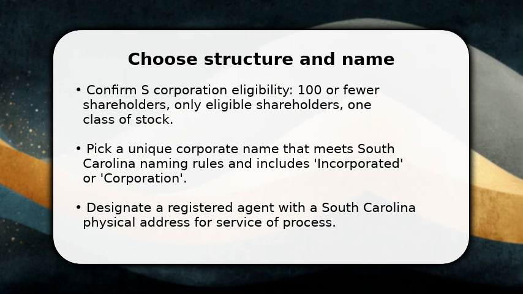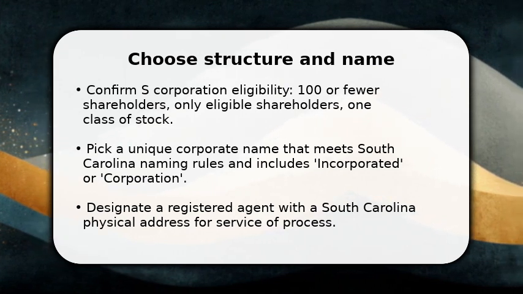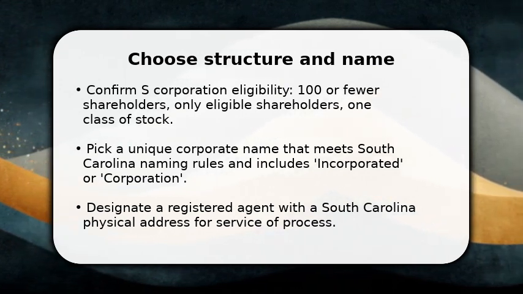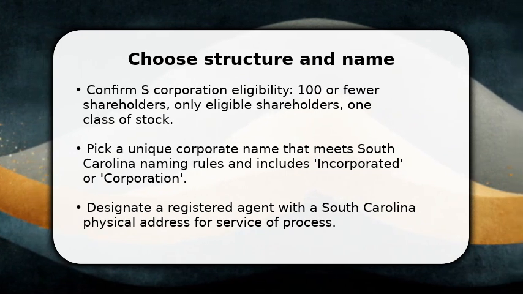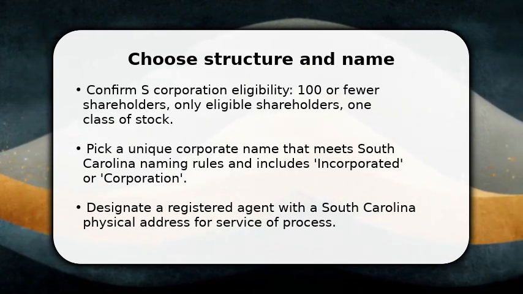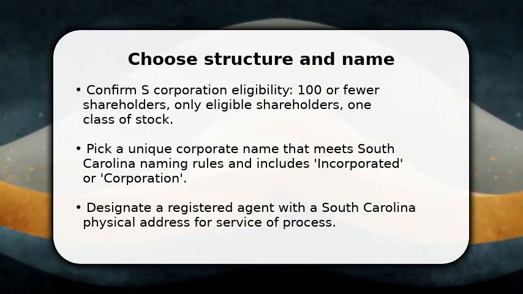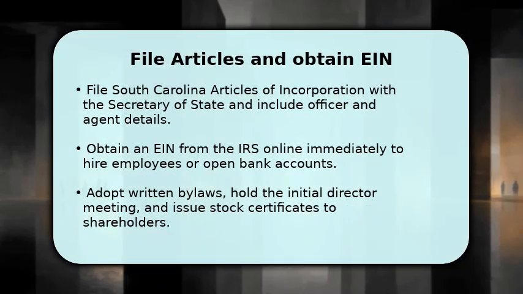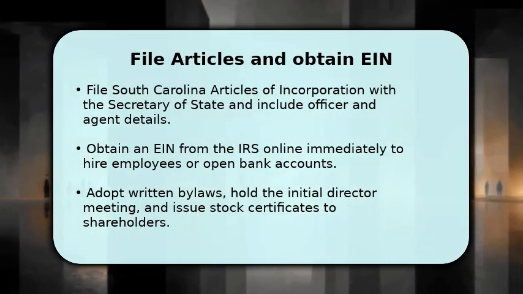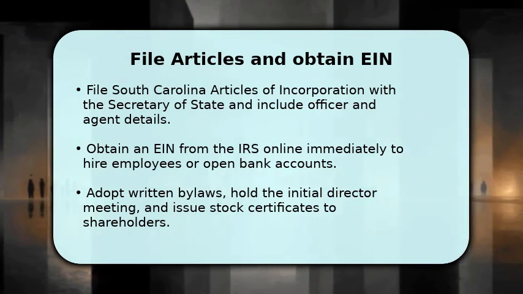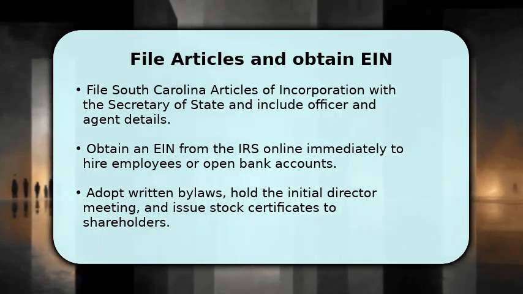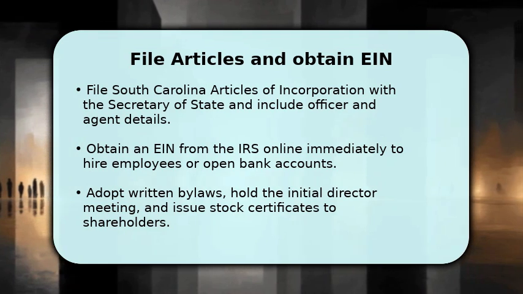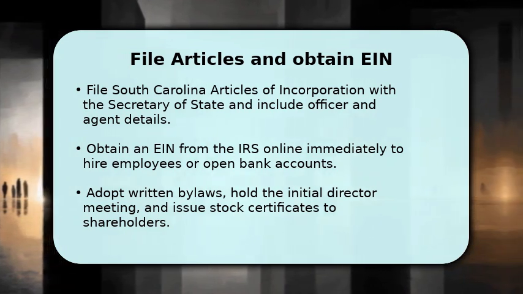Designate a registered agent with a South Carolina physical address for service of process, and list the agent name and address on the Articles of Incorporation. Prepare and file South Carolina Articles of Incorporation with the Secretary of State, including corporate name, registered agent, incorporator, and principal office address. Include officer and agent details as required.